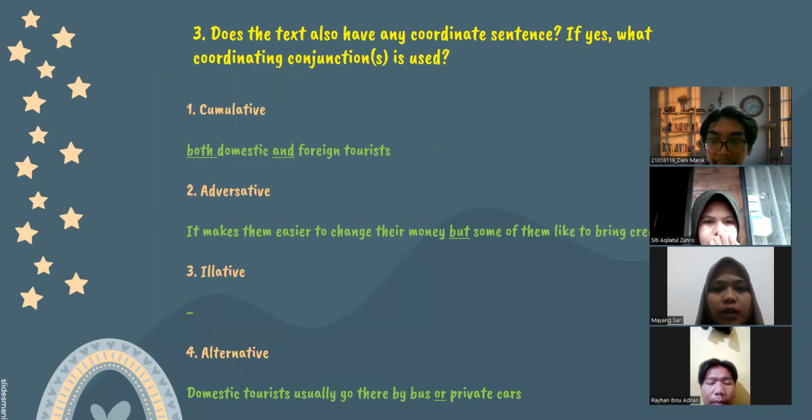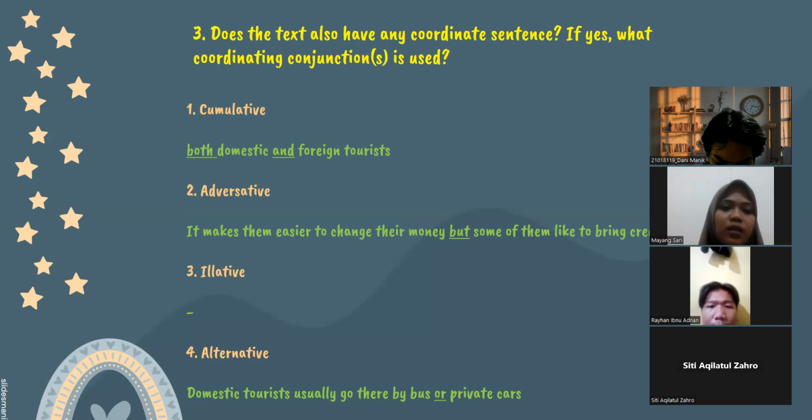So in the text, we also found coordinate sentences. There are 4 coordinating conjunctions used in the text. The first one is cumulative. The example is both domestic and foreign tourists. Both and is a cumulative conjunction.